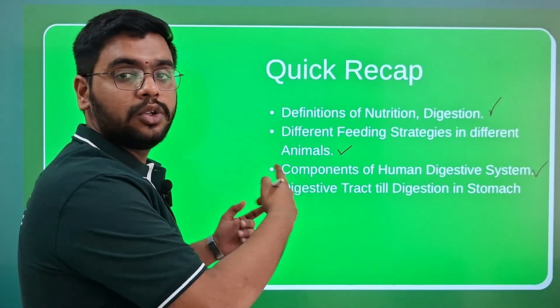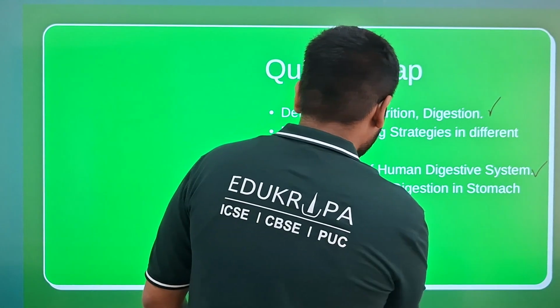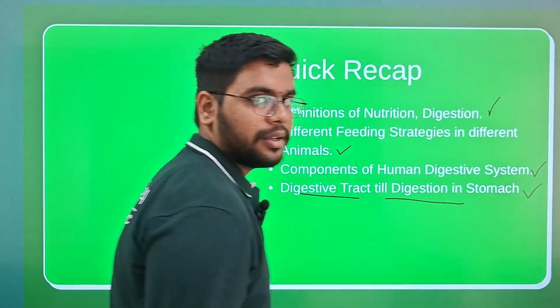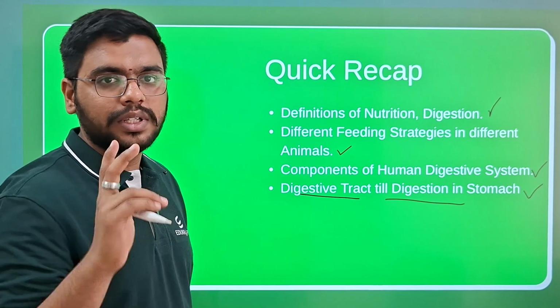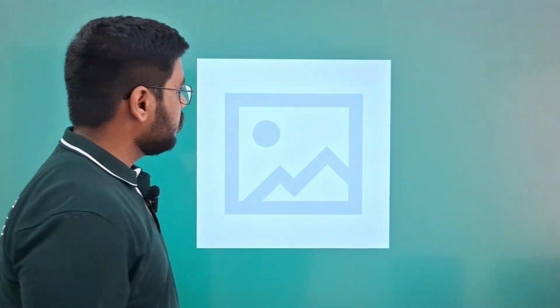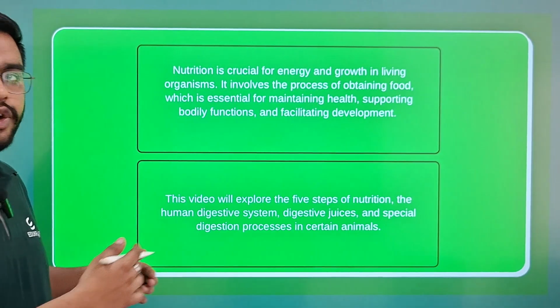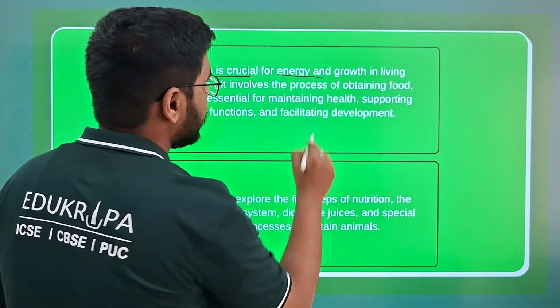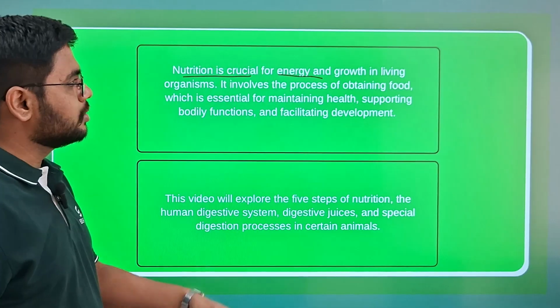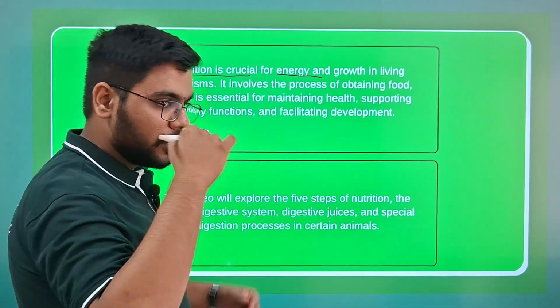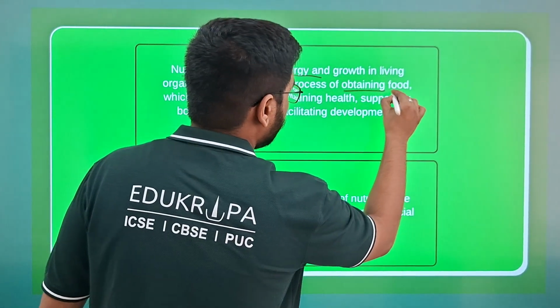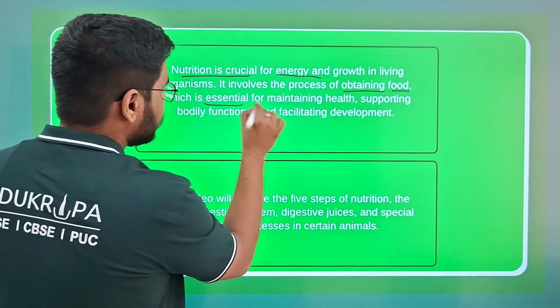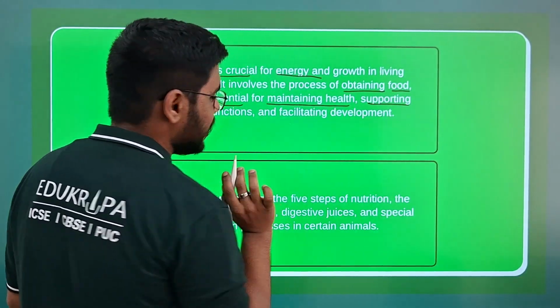Recall those components. Let's see. The digestive tract till the stomach. Digestive system and digestive tract are both the same. Now we will quickly go through what nutrition is. Why is nutrition necessary? Nutrition is crucial for energy and growth in living organisms. What does it involve? For nutrition to happen, it involves obtaining food and essential nutrients for maintaining health.